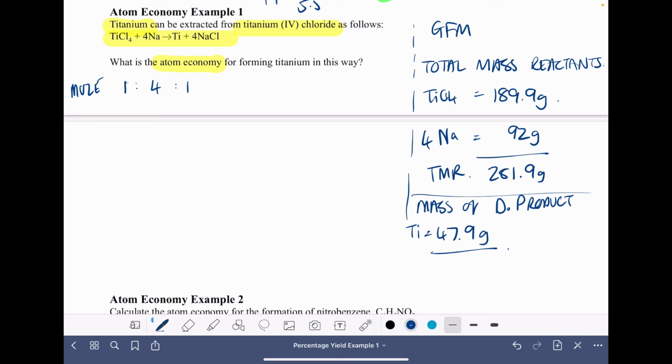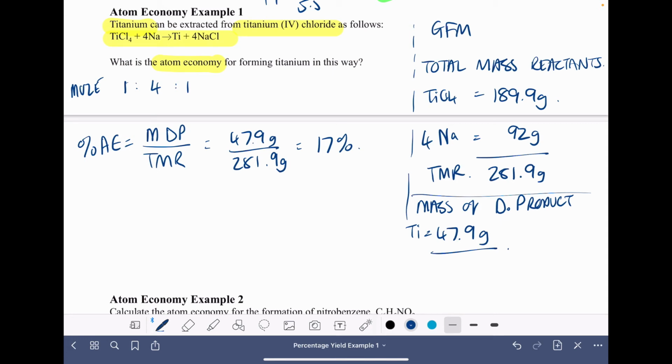So if we insert then, to work out our percentage atom economy, we've got to do the mass of the desired product divided by the total mass of reactants. So that is 47.9 grams divided by 281.9 grams, and that comes out as 17%. Okay? So that's what atom economy is going to look like.